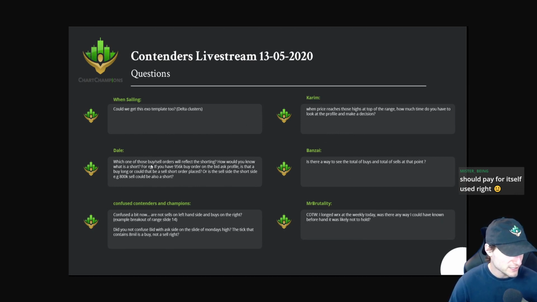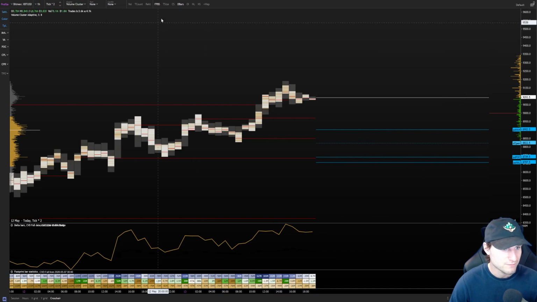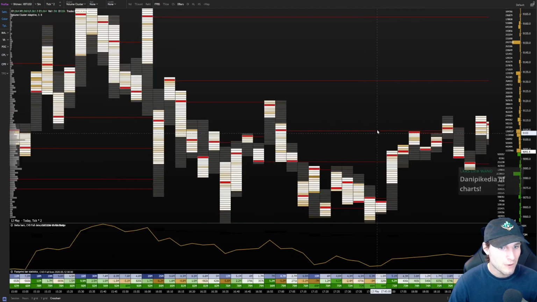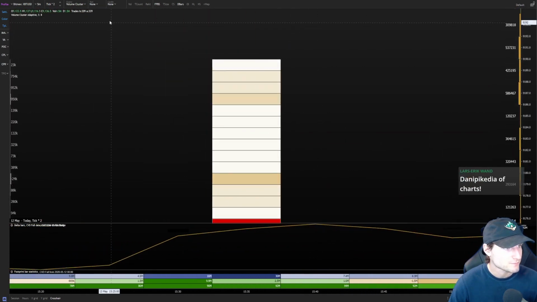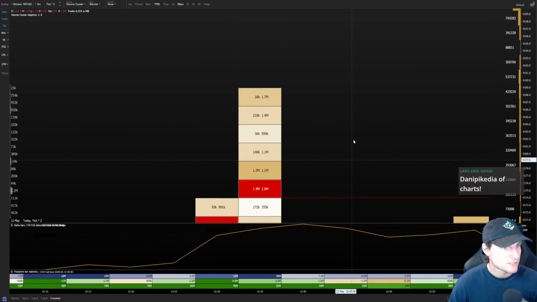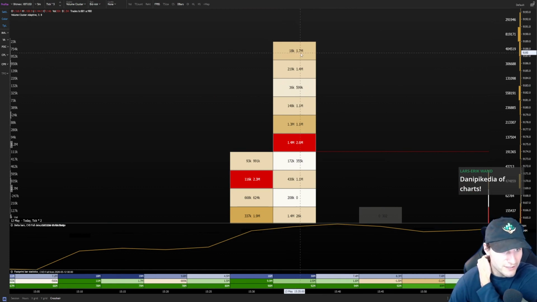Which one of those buy/sell orders will reflect the shorting? How would you know what is a short? For example, you have a 956 buy order on the bid ask profile. Is that a buy long, or could that be a sell order placed, or is the sell side? So right, let's zoom into this and give an answer. Let's go up to the top here and put on our bid ask. What we can see is, as we reach the high, there were 1.7 million contracts bought at market and there were 18,000 sold.